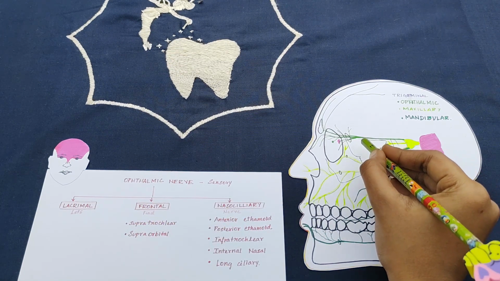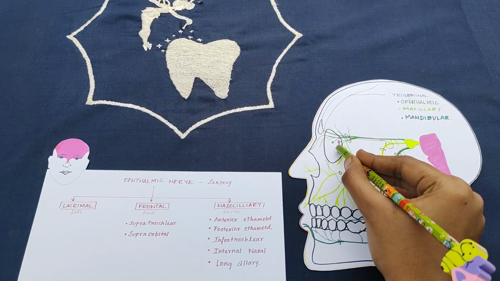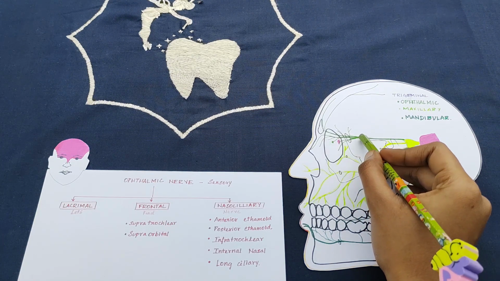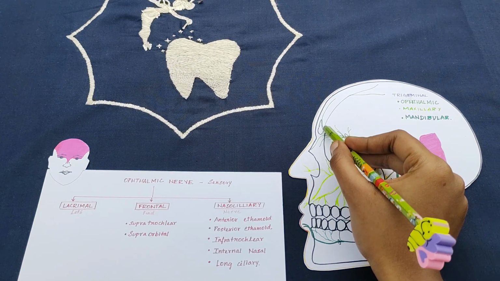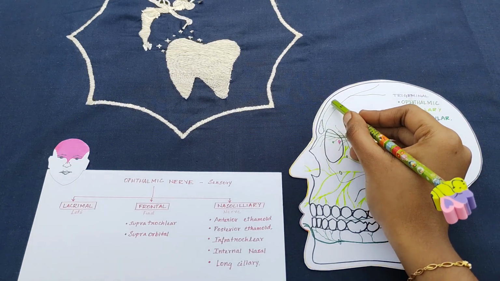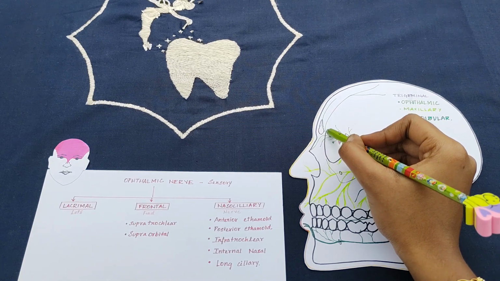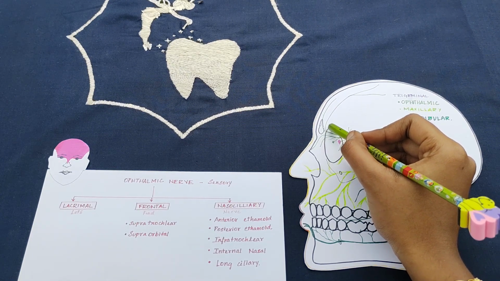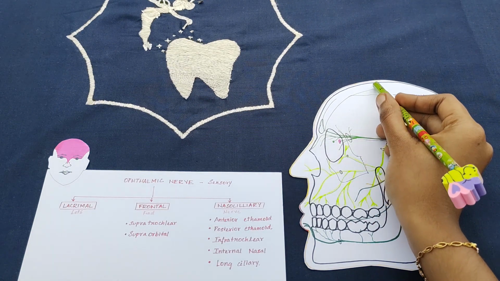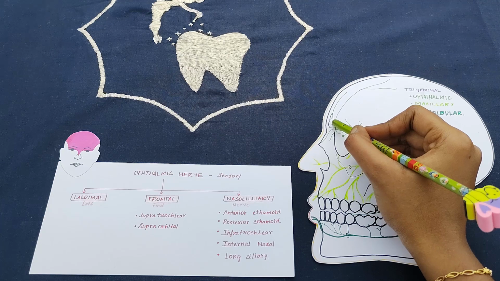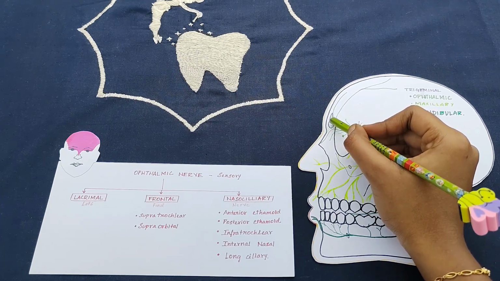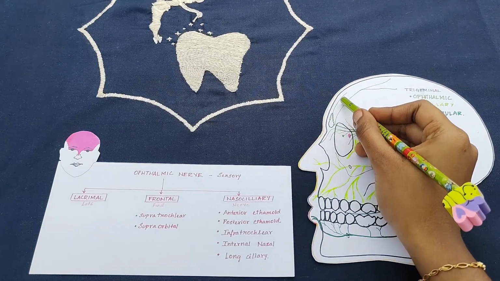Lacrimal nerve supplies lateral part of conjunctiva, lateral part of upper eyelid and the lacrimal gland. Frontal nerve, it again divides into supraorbital branch and supratrochlear branch. Supraorbital branch supplies middle part of conjunctiva, middle part of upper eyelid, skin of forehead, and skin of scalp till vertex. Supratrochlear nerve. It supplies medial part of conjunctiva, medial part of upper eyelid and skin of forehead above nose.